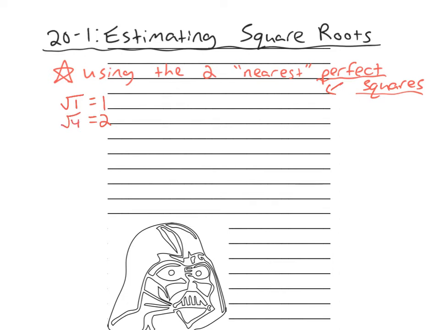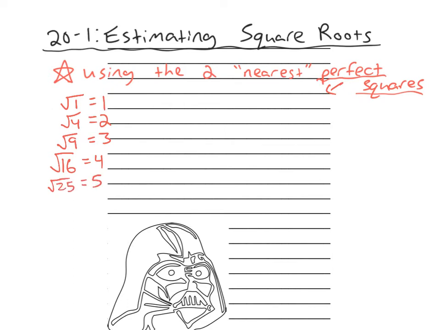So what square root gives us 2? 4. The square root of 4 gives us 2. What square root gives us 3? 9. The square root of 9 is 3. 3 times 3 is 9. Okay. The next perfect square would be 16, and the square root of 16 is 4. The square root of the next one, 25, is 5.